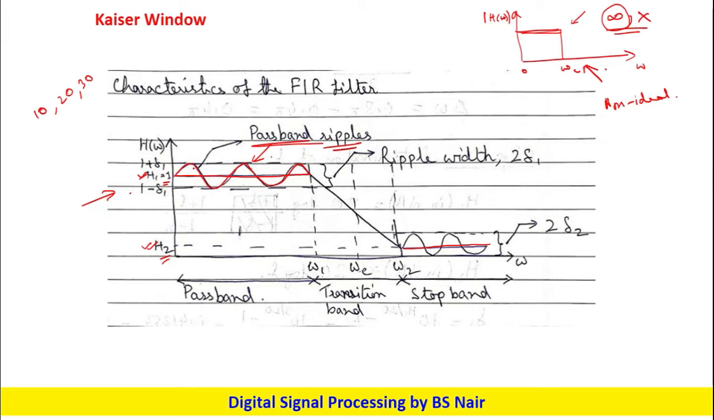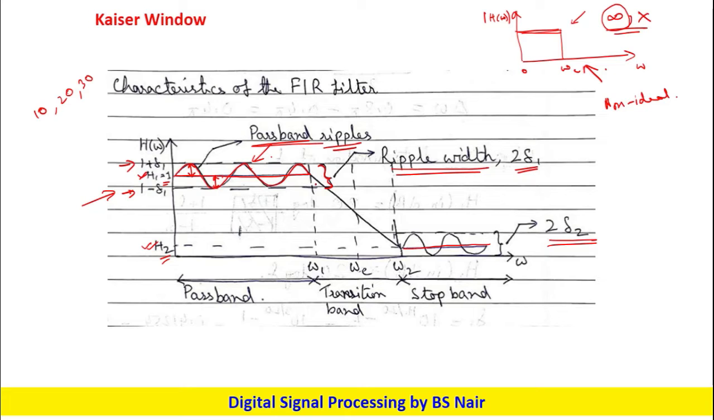Okay, so if you see, from the ideal nature we get a deviation on the positive side and a deviation on the negative side, and that boundary is given by 1 plus delta 1 and 1 minus delta 1, and this total width is called the ripple width. If these are the passband ripples, then we call it the passband ripple width, and it is given by 2 delta 1. Similarly, in H of 2 also we get a stopband ripple width, which is given by 2 delta 2.